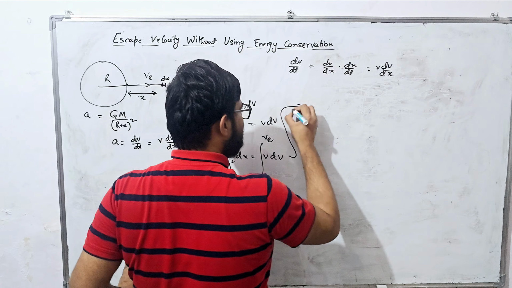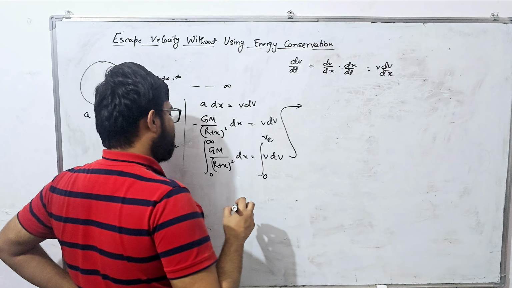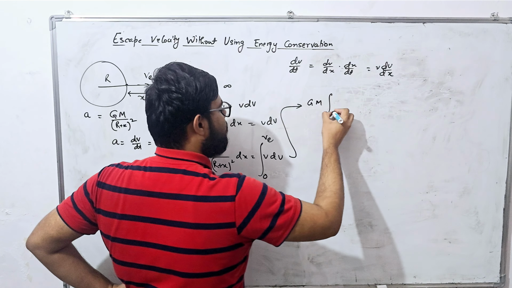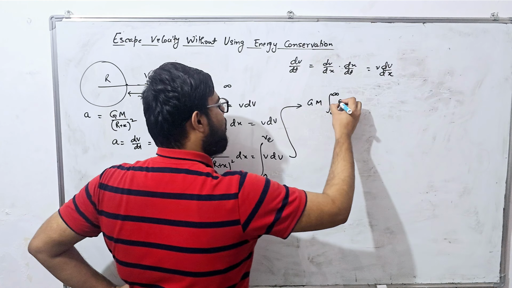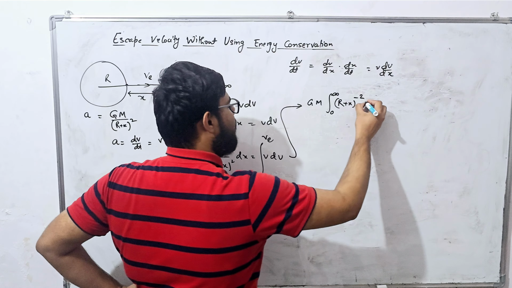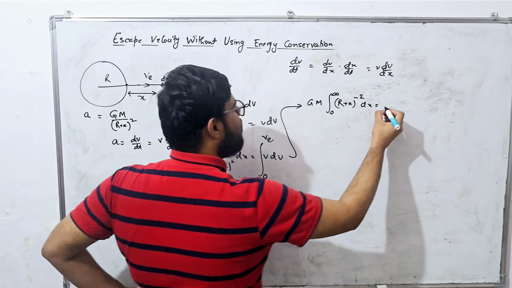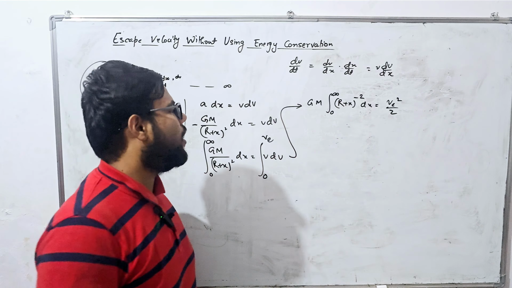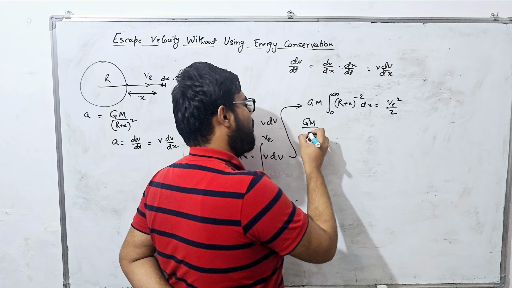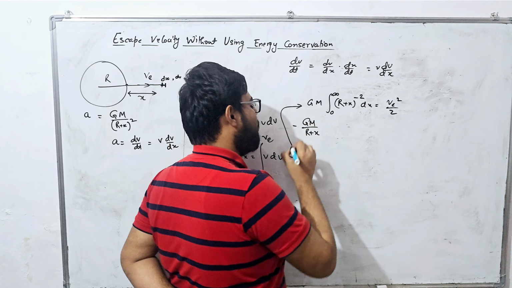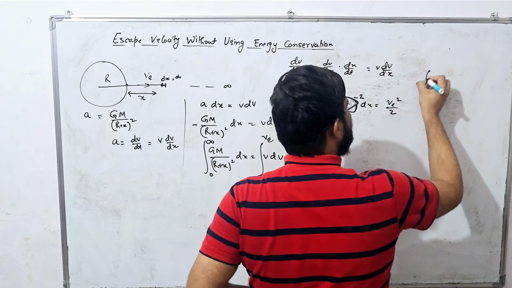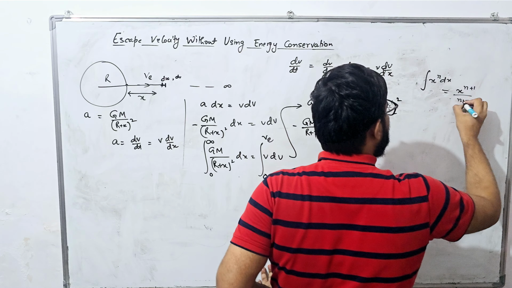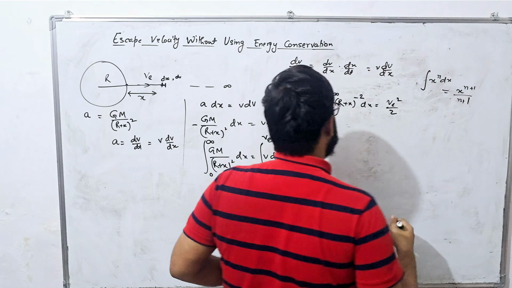Okay. So now let's evaluate this expression, right? So we get over here, when we integrate this, well, GM is a constant. So we have 0 to infinity of the expression (r plus x) to the power negative 2 dx is equal to ve square by 2. Simple. Okay. Now when you integrate this expression, what you will get? You will get GM by (r plus x) with a negative sign. Why? Because we have integration of x to the power n dx is equal to x to the power n plus 1 by n plus 1. Correct? Simple.